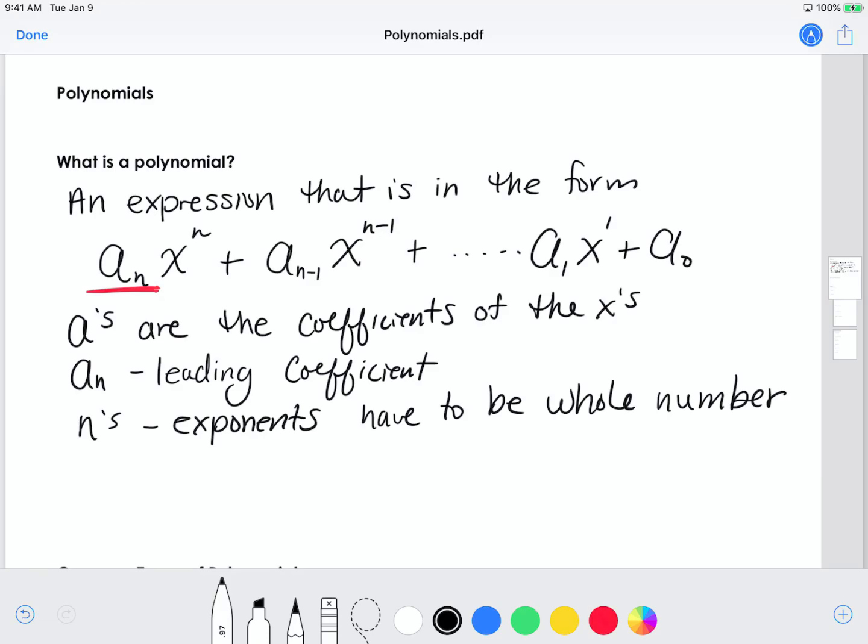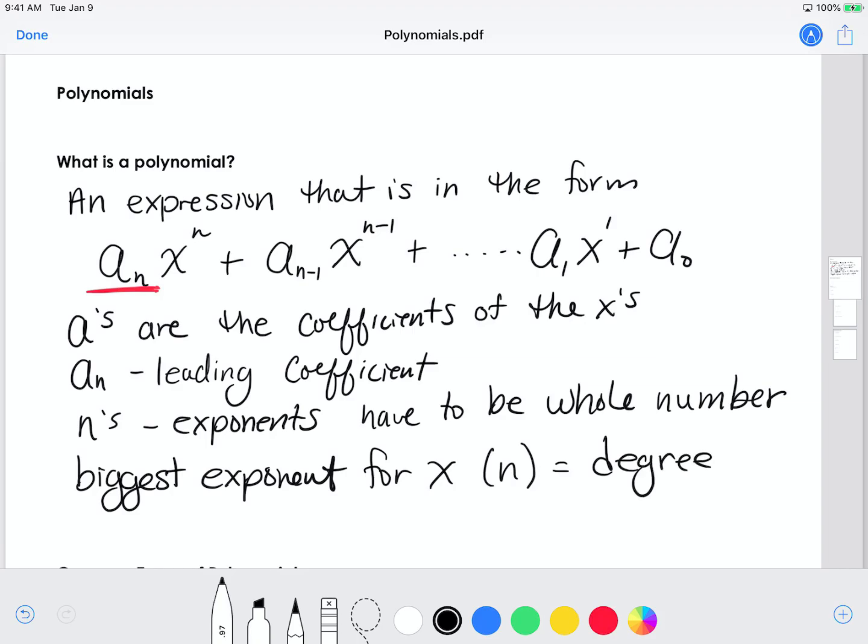Now, the largest value of n, the biggest exponent for x, which is your n, is called the degree of the polynomial. And for right now, you just need to be able to identify what the degree is. That's your value of n. But in subsequent classes, if you have to go on to take higher level math, what you're going to find is the reason why it's important to identify what that n is, if you're going to actually graph the polynomial, that n will help you determine the shape of the graph.